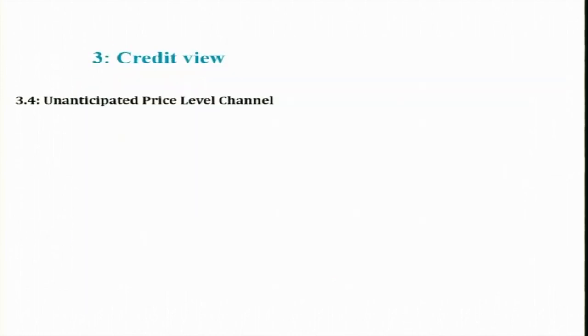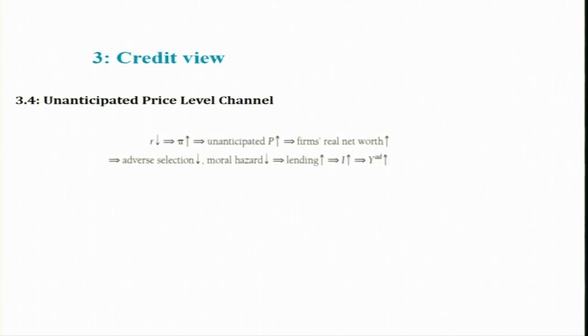Coming to unanticipated price level effects, the mechanism is as follows. In industrialized countries, debt payments are contractually fixed in nominal terms, and an unanticipated rise in price level lowers the value of firms' liabilities in real terms. That means this would reduce the burden of the debt. When the rate of interest declines due to monetary policy, this would increase the price level. Suppose it's unanticipated, then this would lead to a price level increase. That means the firm's real net worth increases, because the price level lowers the value of firms' liabilities in real terms, that is, it decreases the burden of the debt. Adverse selection declines, moral hazard declines, lending increases, investment increases, and aggregate demand also increases.